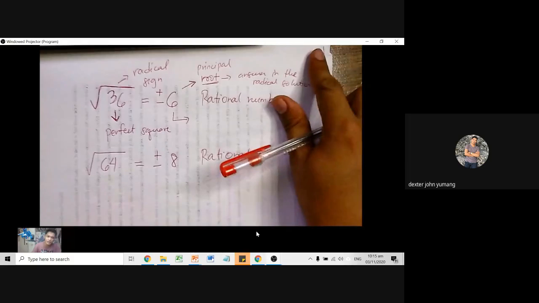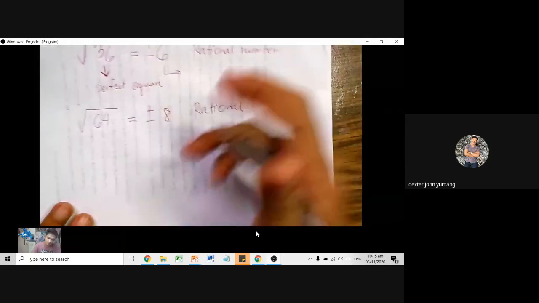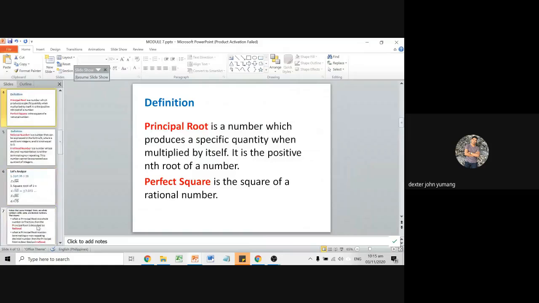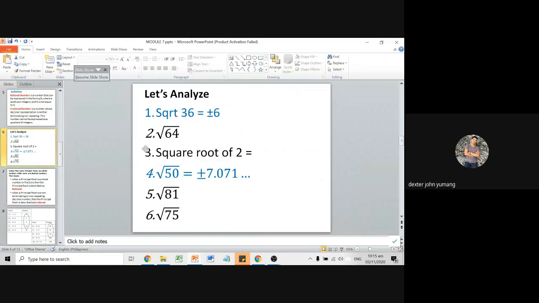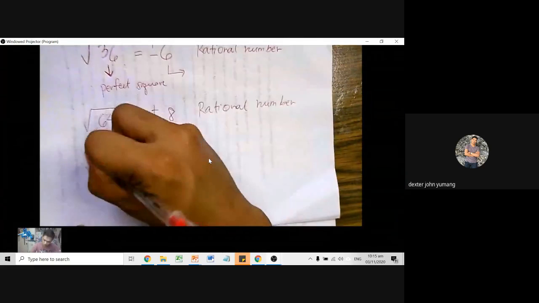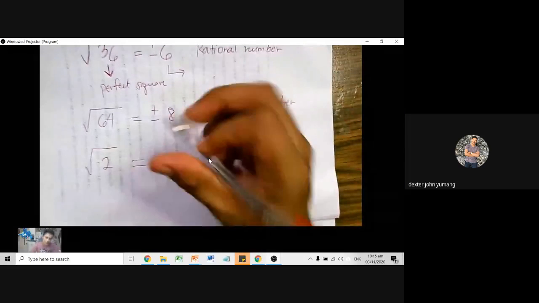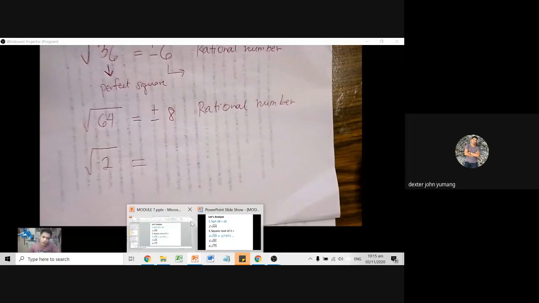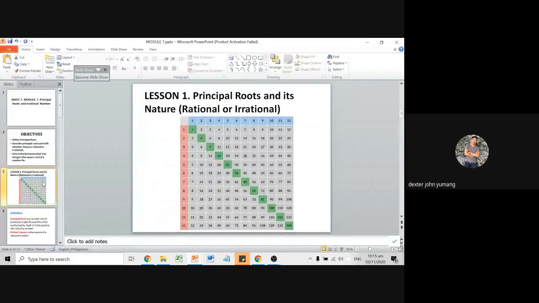Next, what about an example of irrational? Tingnan natin. Ito tayo. Square root of 2. We are now number 3. Square root of 2. Now, kindly, ano po yung number na i-multiply natin na magkapareho na ang sagot is 2? Kapag ganito po, lagi nyo agad balikan yung multiplication table.